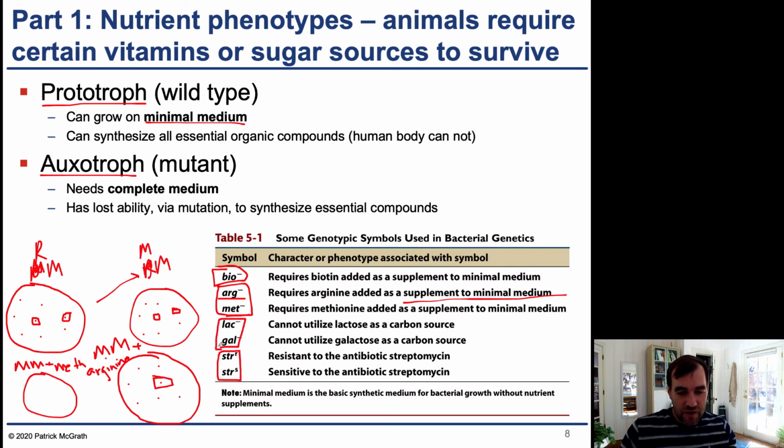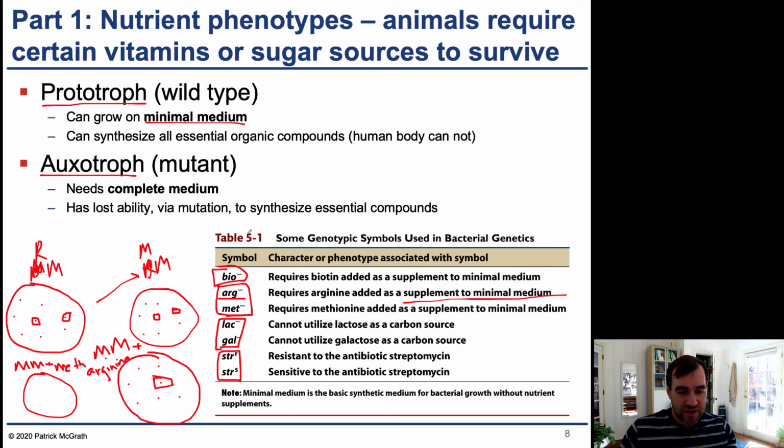So are they able to use certain sugars as carbon sources? So lac minus and gal minus. So lactose, galactose. These are different sugars. Your minimal media implicitly has some sort of sugar within it. It might be glucose, it might be lactose, it might be galactose. An example of a gal minus is something that can live on minimal media with glucose, but it cannot live on minimal media with galactose, where galactose is the only carbon source.